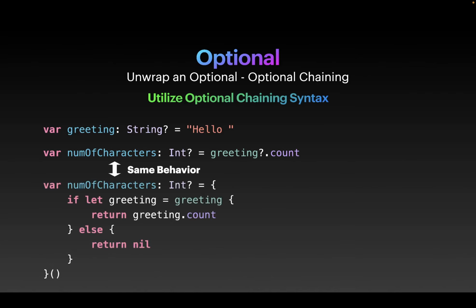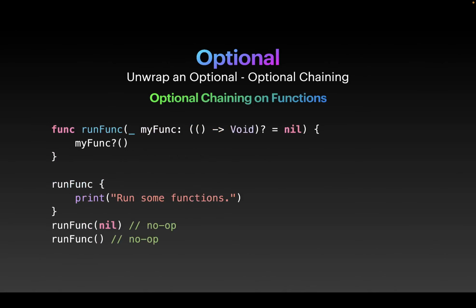Well, you get basically exactly the same behavior as the previous approach. Now we can also use optional chaining on functions. I define a function named runFunc here, and it takes a function and just runs that function. Setting it equal to nil provides a default parameter. And the type of this myFunc argument is an optional.